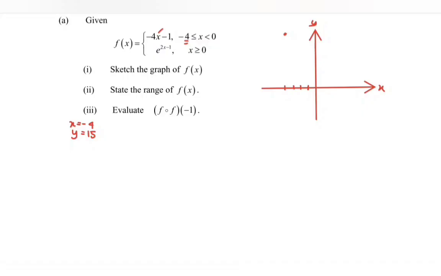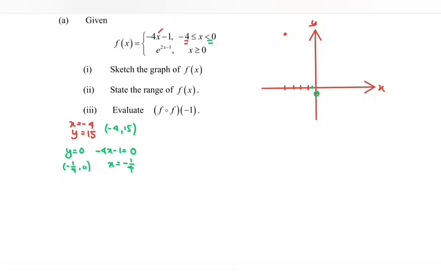Continue. If we substitute 0, if x equals 0, then we will have negative 1. So let's say here negative 1, then we have the empty circle because it's not included. What if y equals 0? So we have negative 4x minus 1 equals 0. So x will be equal to negative 1 over 4, which means negative 0.25. So let's say the location over here. So we have the coordinate negative 4, 15. And we have the coordinate negative 1 over 4, 0.